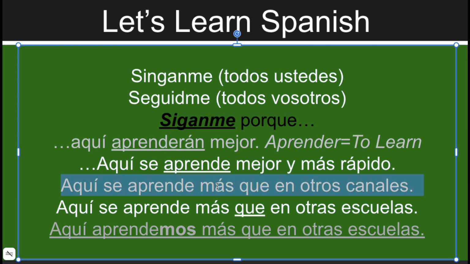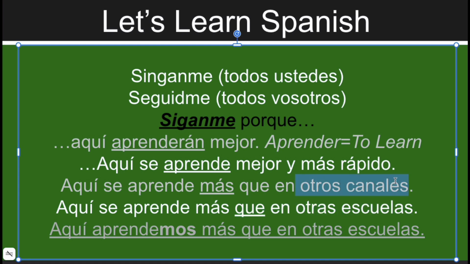So we know this word más, which means more. And you can use it when you are also doing math. This plus this. Más means eso más eso. That uno más uno. One más uno. One plus one. Alright? So más rápido, more faster. Más que, more than. Otros canales. Okay? Aquí se aprende, here we learn, or here it's learned, más que, more than, en otras escuelas.